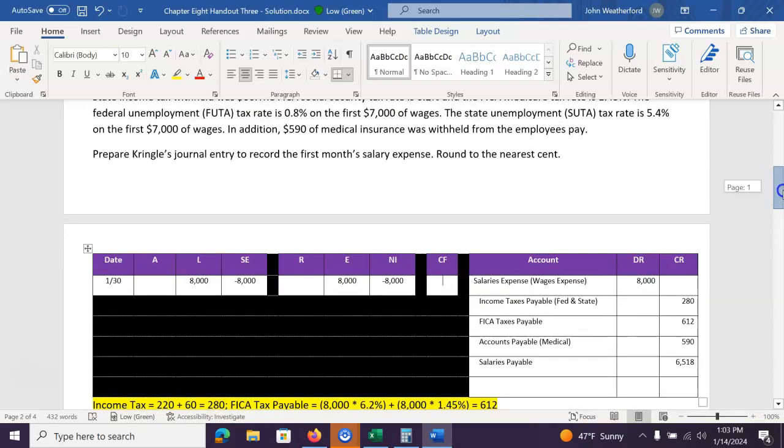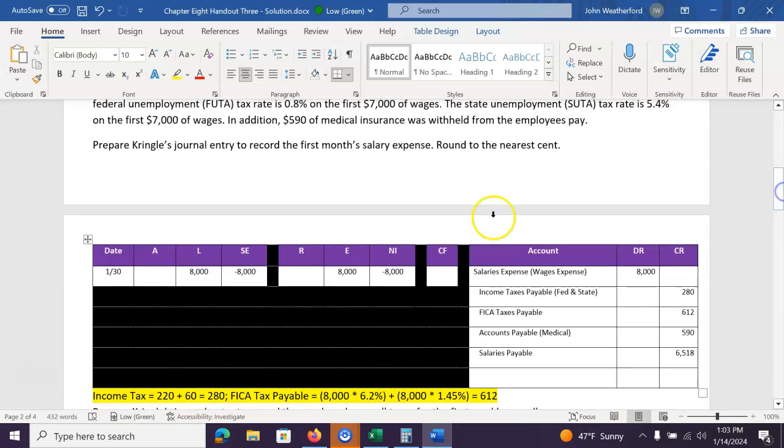Now here are those calculations for you again. They calculated Social Security and Medicare separately and added them together to get the 612. I just added our percentages together and multiplied the total salaries by 7.65%. Either way works, of course.